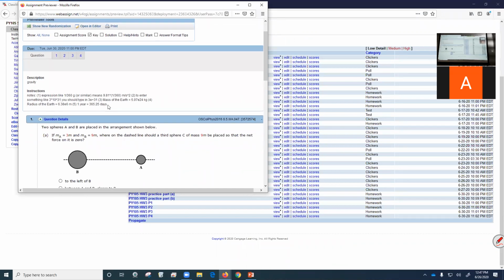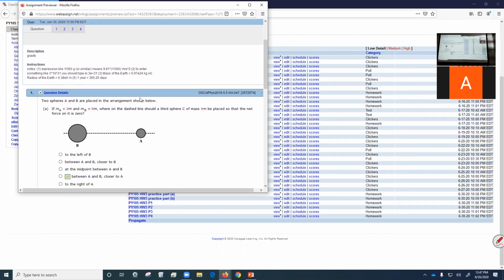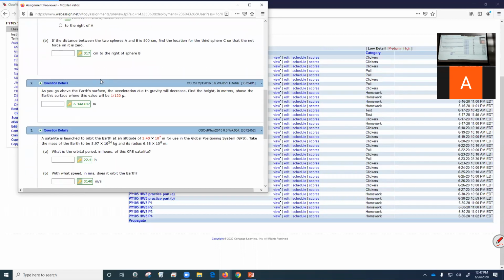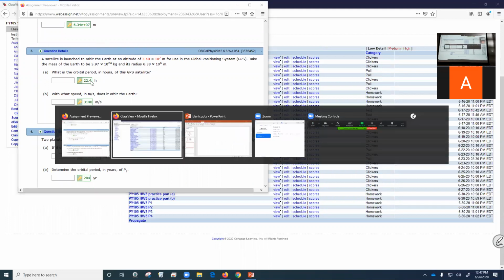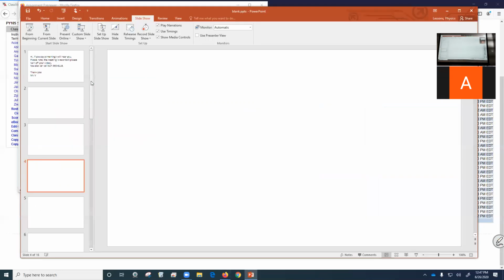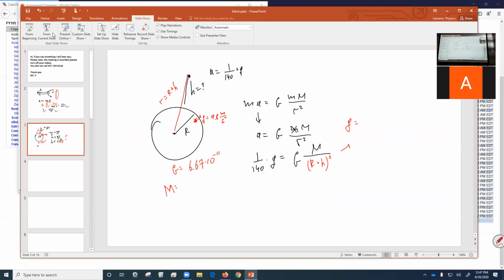So, mass of the Earth, 5.97 times 10 to the 24th kilograms. The radius of the Earth, 6.38 times 10 to the 6th meters. One year, 365.25 days. You have to use the numbers WebAssign requires you to use. See? If you use a different number, even if your strategy is correct, WebAssign will not like it.